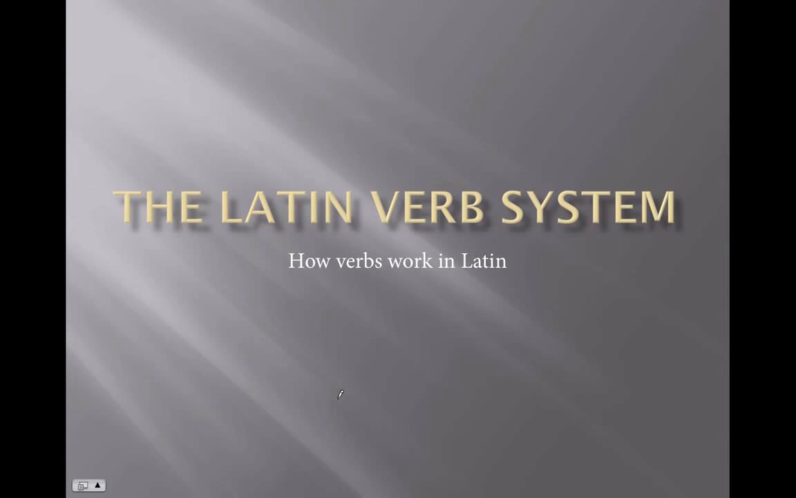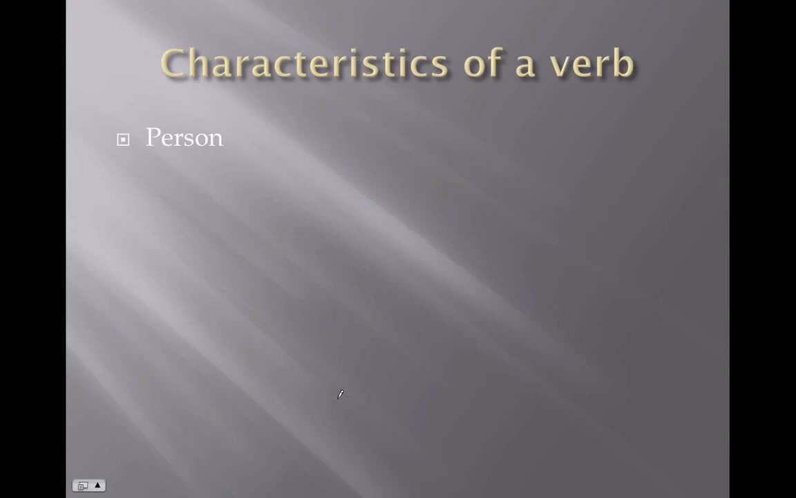Now, of course, as you progress, you're going to learn to read from left to right. But again, even those who do that look to that verb. So, without further ado, let's take a look at how the Latin verb system works, how a verb works in Latin. Now, there are 5 characteristics to any verb in Latin, and this video will basically focus on these 5 characteristics.